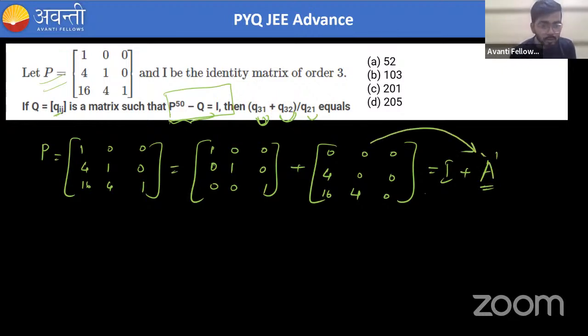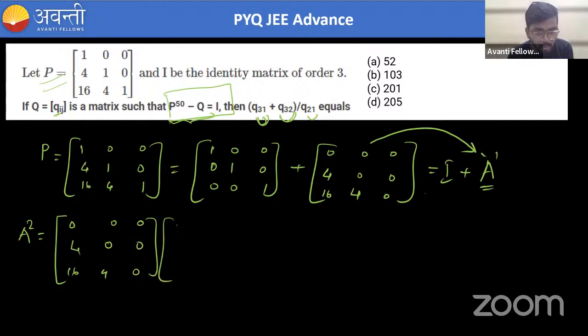All right. So now we all know that A is known. So let us try to find A square. So I'm just writing down 0, 0, 0, 4, 0, 0, 16, 4, 0 into 0, 0, 0, 4, 0, 0, 16, 4, 0. So if you try to solve this, first row into first column: 0 into 0, 0 into 4, 0 into 16, you will get 0. Then first row into second column, 0 again. Since the first row has all elements 0, first row into third column is also 0.